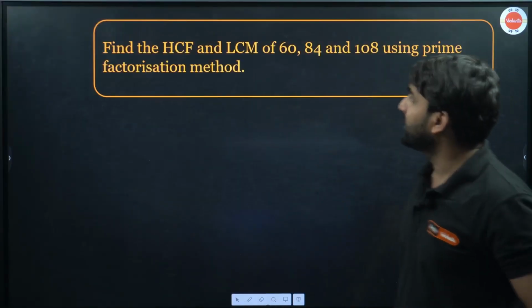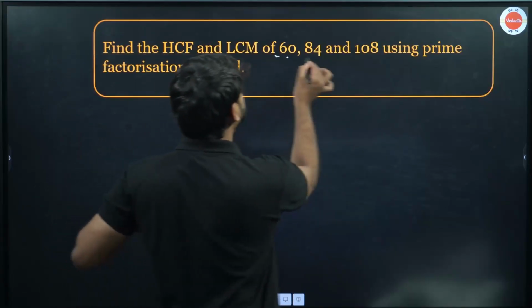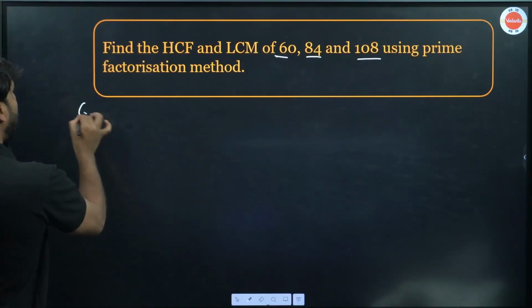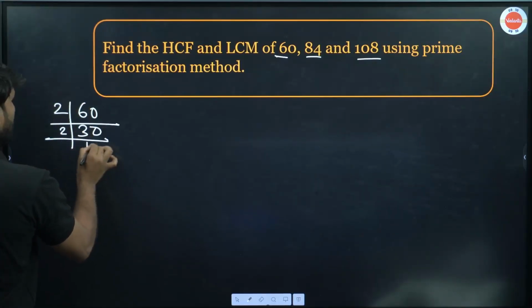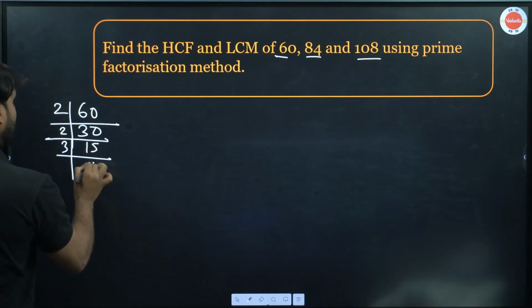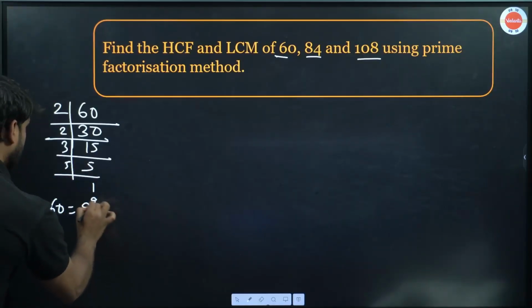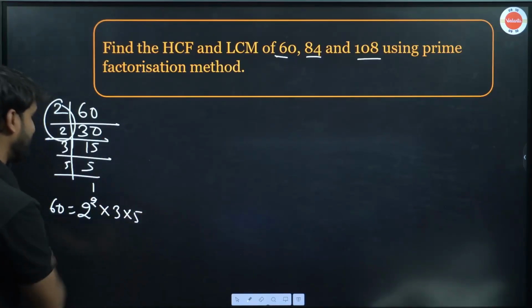Okay. Look at the question number first. Find the HCF and LCM of 60, 84 and 108 using prime factorization method. So we have to prime factorize first. So 2 30 will go there, 2 15 will go there, 3 5 will go there, and 5 also. 60 can be written as 2 square. Why 2 square? Because 2 comes twice, into 3 into 5. This is the prime factorization for 60.